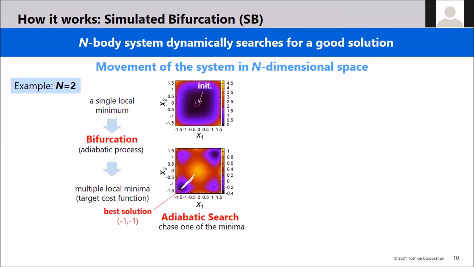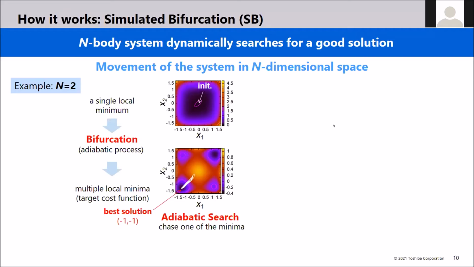Then as the potential evolves or the bifurcation happens, the system chases one of the minima, finally finds the best solution at -1 and -1. This mechanism is called adiabatic search.